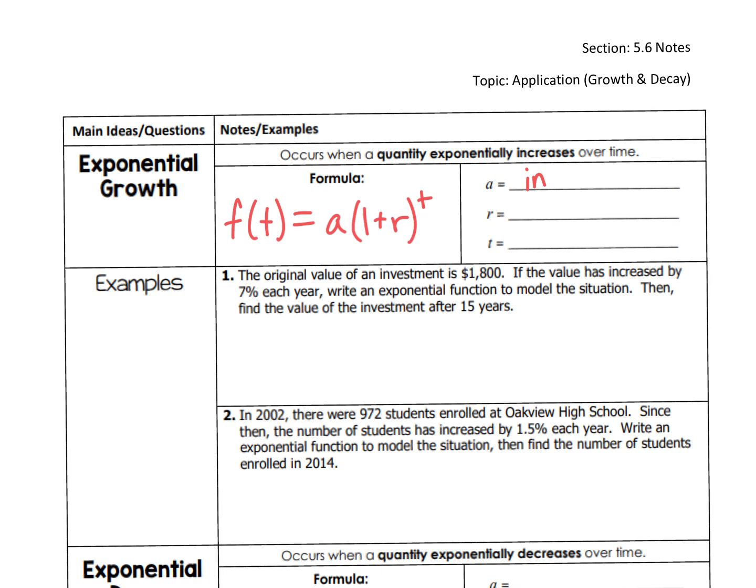So A is going to be your initial amount. R is going to be growth. And T is going to be time. That will be the same for all of them. So A is your initial amount, R is your growth, T is your time.